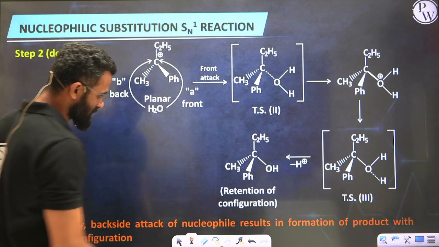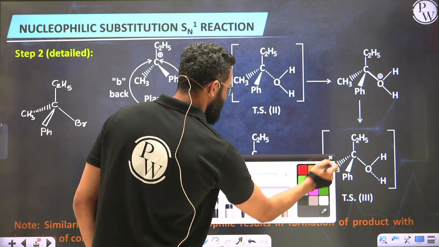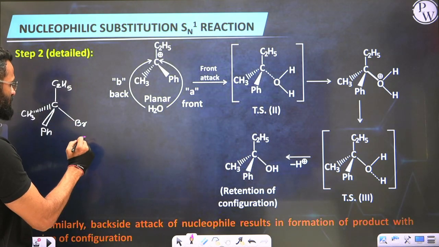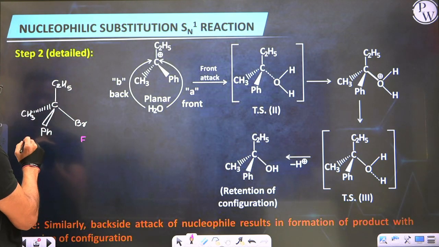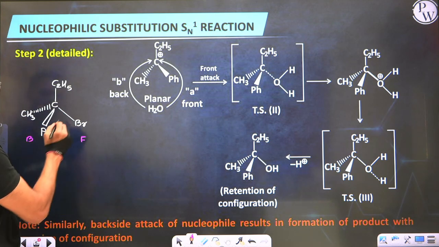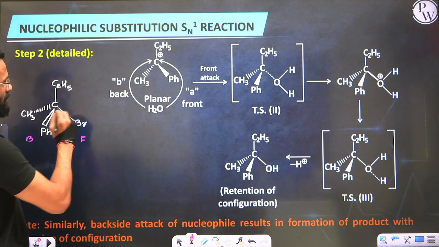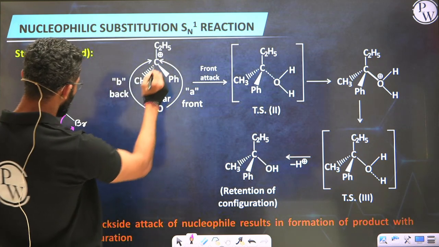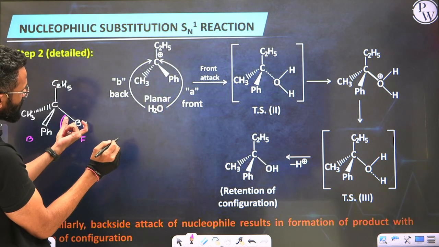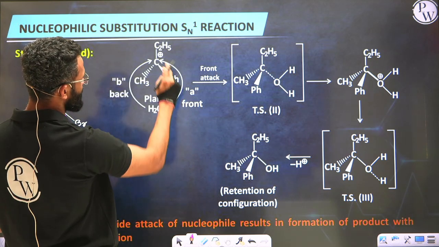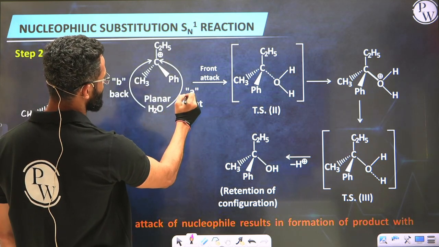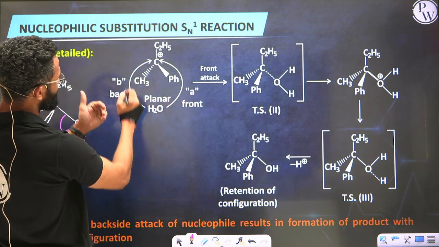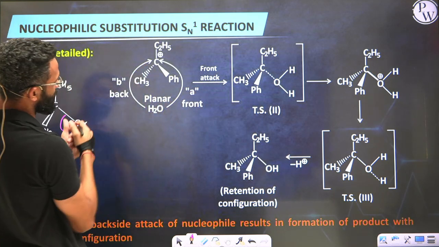Now see, like what we said, the side where bromine is present, we consider it to be a front side. And opposite to that, we call it as back side. So when bromine left from here, we got a carbocation, and water is attacking at this carbocation. If from the same side where bromine was present, we call it as front side. Hence, this is called as a front side attack. Let's call it as path A attack. And then there is a back side attack. Let's call it as path B attack.